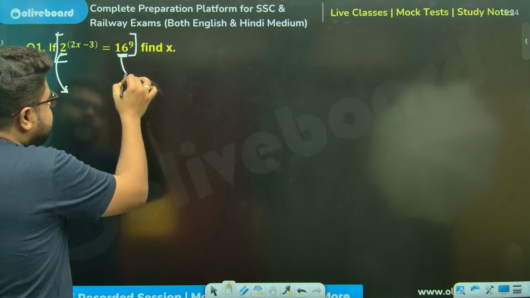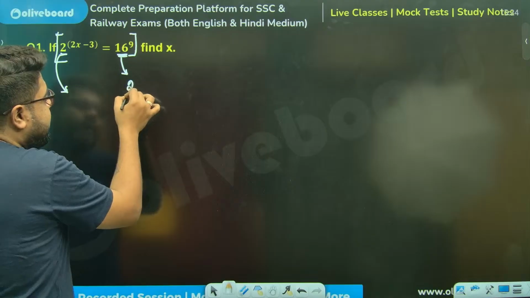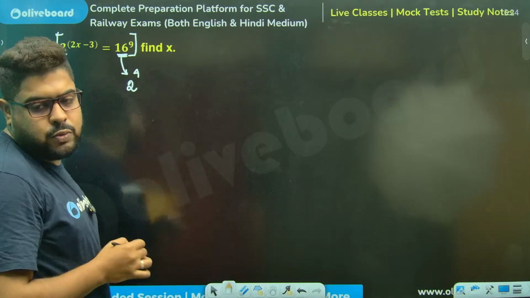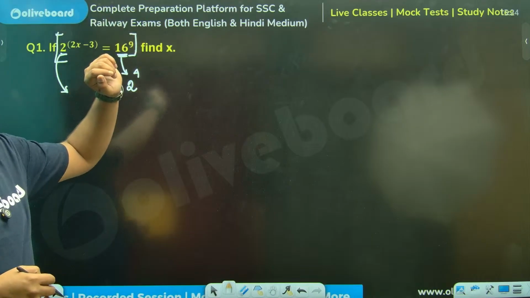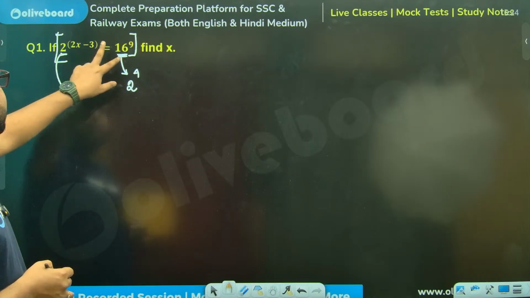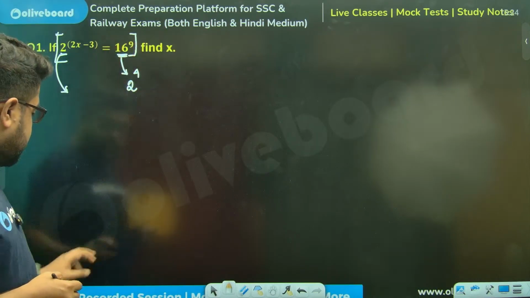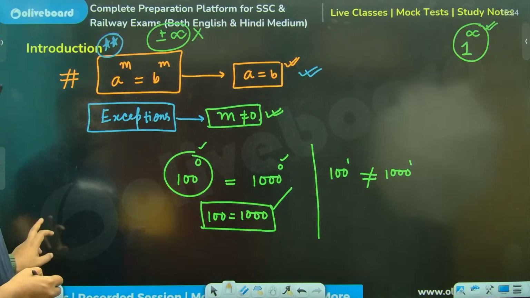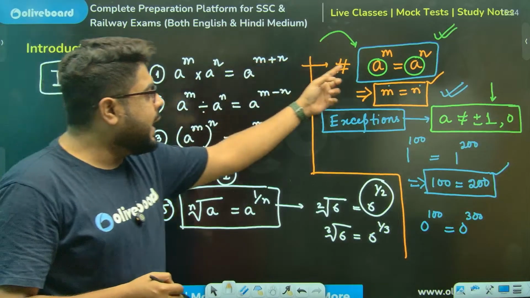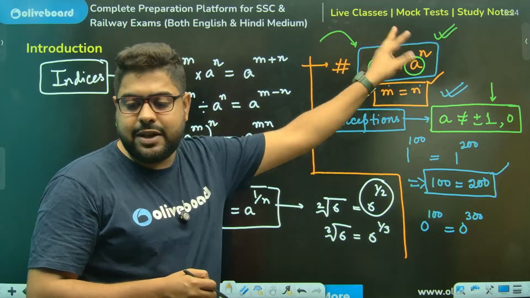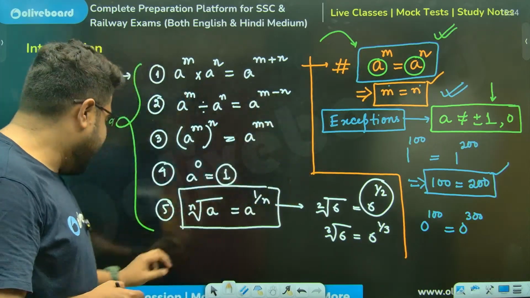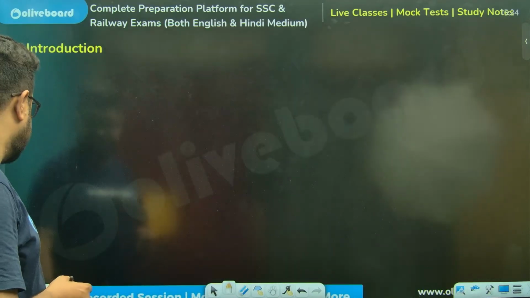And also I can see this 16 can be written as a power of 2. Meaning the base on both sides I can equate as 2. You see, this is the case A to the power m is equal to A to the power n. The base is the same on both sides.